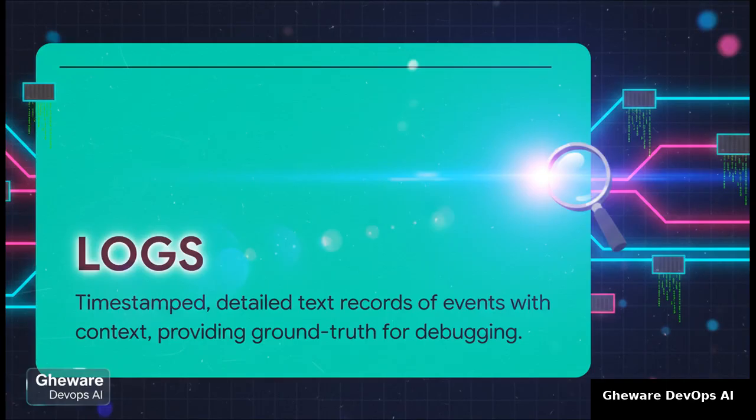And that brings us to our final pillar, logs. Think of these as the detective's notes. They're the detailed, time-stamped records of exactly what happened. So when your trace points you to the broken service, the logs give you the ground truth. That null pointer exception or database connection failed message. This is the crucial why.